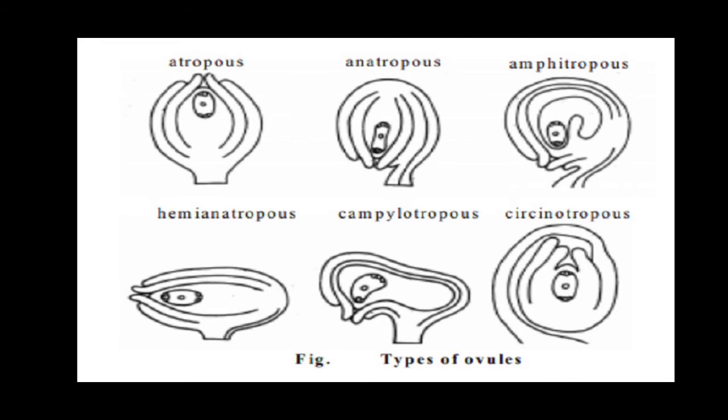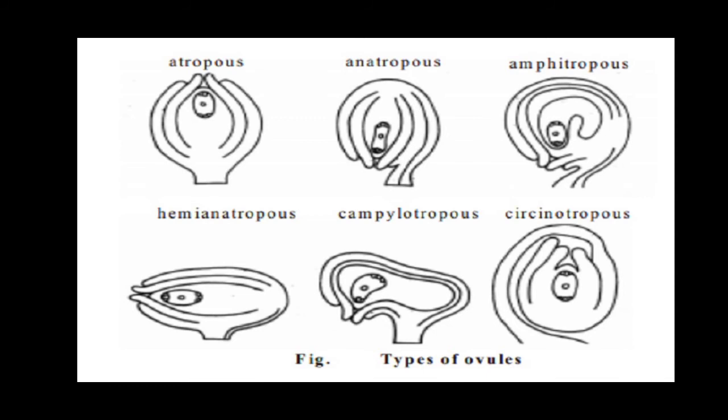So the first one will be the orthotropous, sometimes also called atropous, which is the simplest and the primitive type of ovule, where the micropyle, the chalaza, and the funiculus all lie in one single vertical plane, and they are majorly seen in the case of gymnosperms. Means the gymnosperm type of plants usually show this particular arrangement. But not only that, we can also find this in some of the citrus fruit family also.